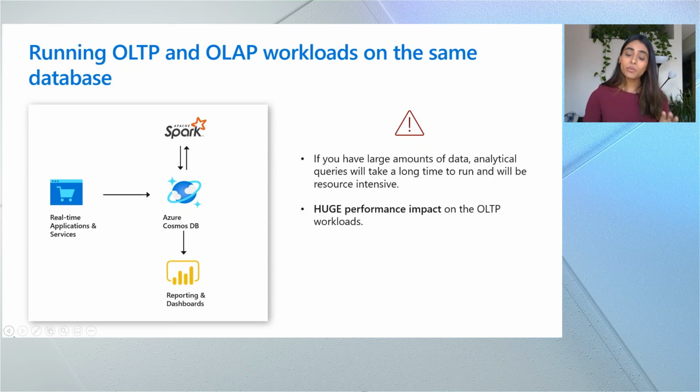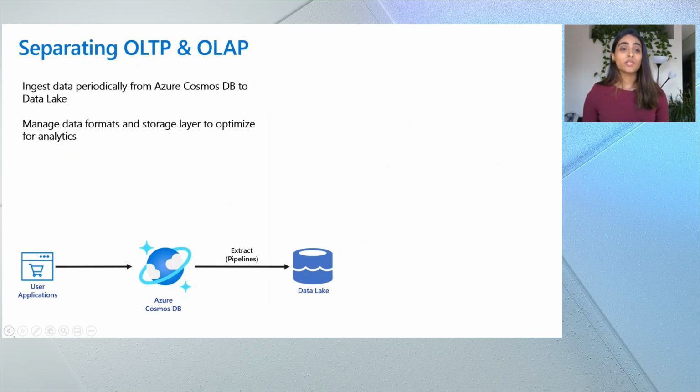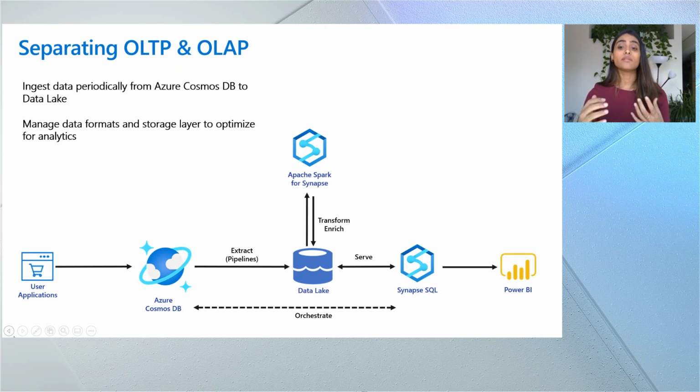So in order to avoid this, what we see our customers do today is set up pipelines. They extract the data from Cosmos DB periodically, transform this data into a format that's more suitable for analytics, and put it in a data lake. Once you have your data in the data lake in a format that's friendly for running analytics, you can now use Synapse Spark and Synapse SQL to enrich, clean, and transform this data, and finally using Synapse SQL, you're able to serve this data to analytics or to do reporting and so forth.